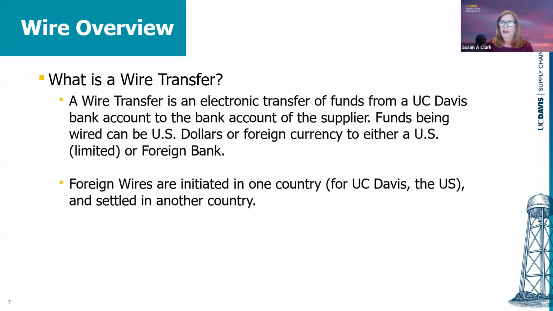The reason for that is that our foreign vendors have a hard time cashing checks. Not only that, but it also takes a long time for checks to be mailed out to different countries. So often they'll go stale, and then we have to deal with them anyway at that point. So we have always wired funds for our foreign suppliers so that they can get paid as quickly as possible. That's our goal here in supply chain management. Foreign wires are initiated in one country, so for us, it's here in the US, and settled in another country.